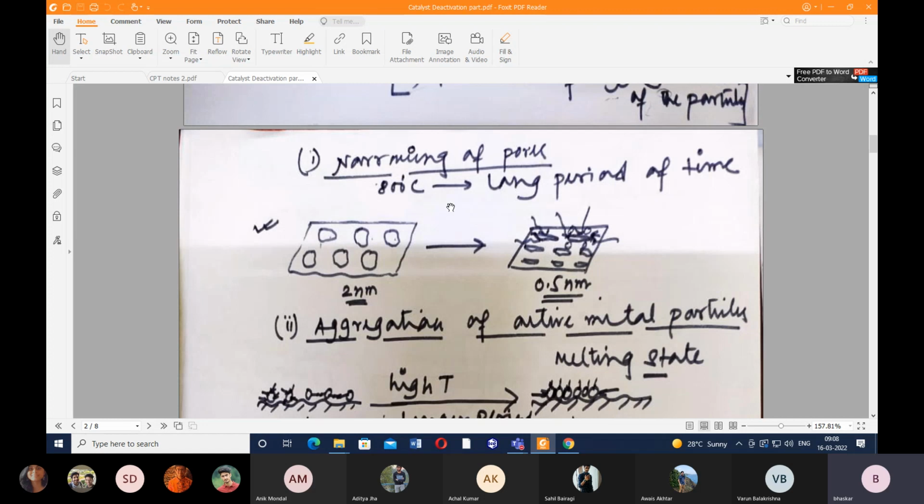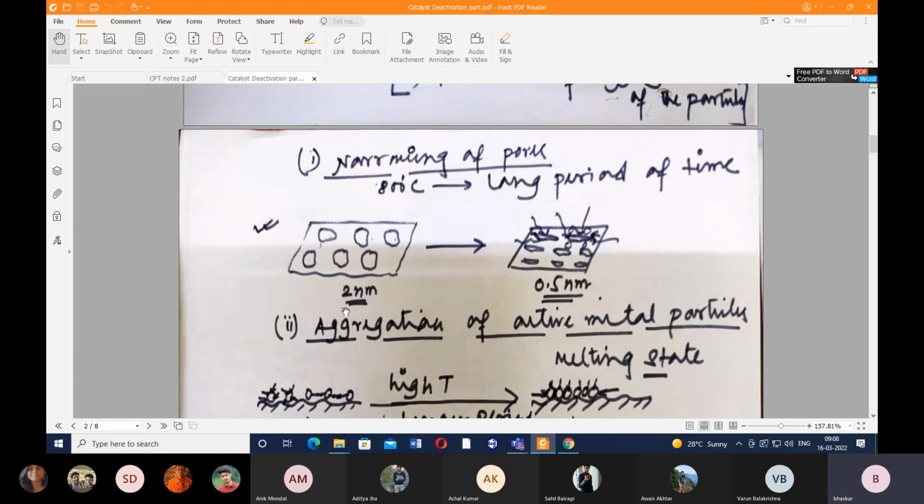Narrowing of the pores is what I'm talking about, so I'll show you the pores. Let's assume I have this kind of pores with a dimension of 2 nanometers. If we are carrying out the reaction at around 800 degrees Celsius, for several days, there will be narrowing of the pores, right? Pores will get narrower with time at a high temperature.